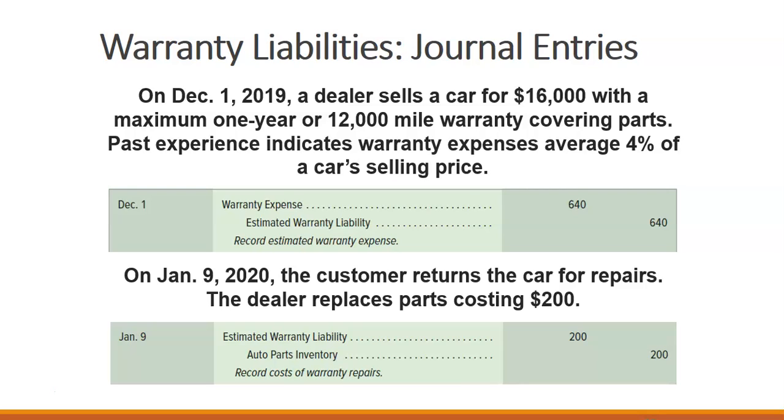Past experience, our historical information, gives us our estimate. We indicate that our warranty expenses average 4% of a car's selling price. So when we record the sale of the car, we also record a 4% estimated warranty liability. Then on January 9th, our customer has returned the car for a variety of repairs, and the dealer replaces those parts and writes that off to the estimated warranty liability account.